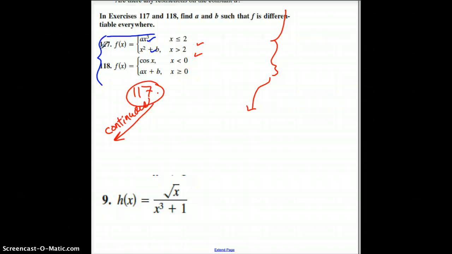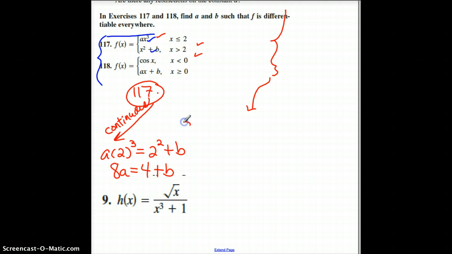All you have to do is in the top function, put a 2 in for x, and in the bottom function, put a 2 in for x, and you're going to write an equation that'll be 8a is equal to 4 plus b. That right there is what has to happen for a and b in order for the two functions to seal at x equals 2.